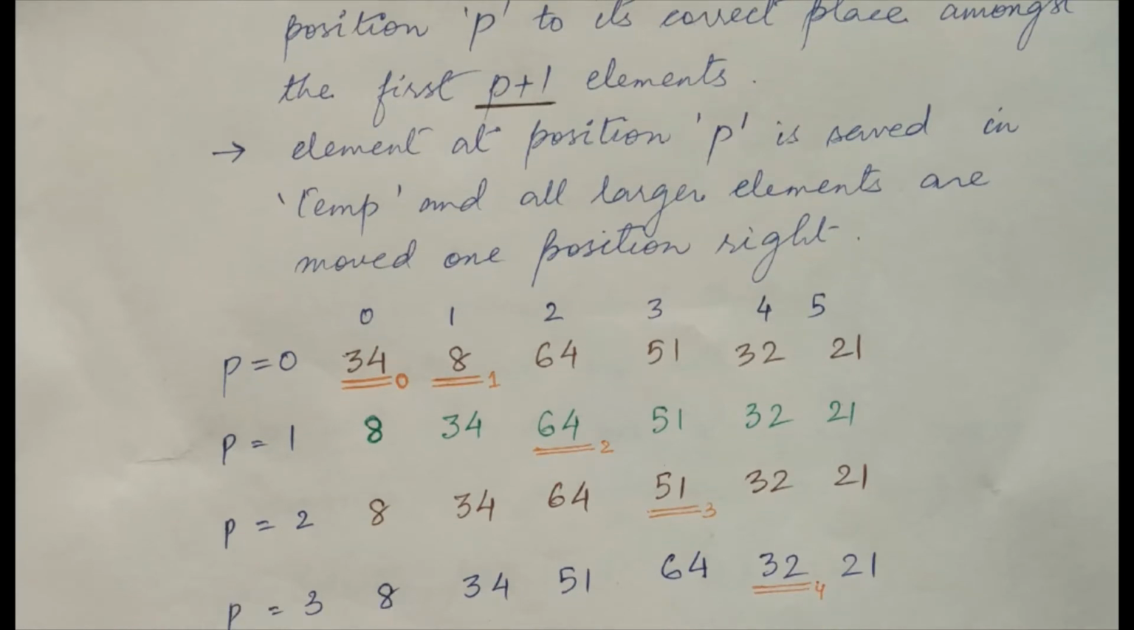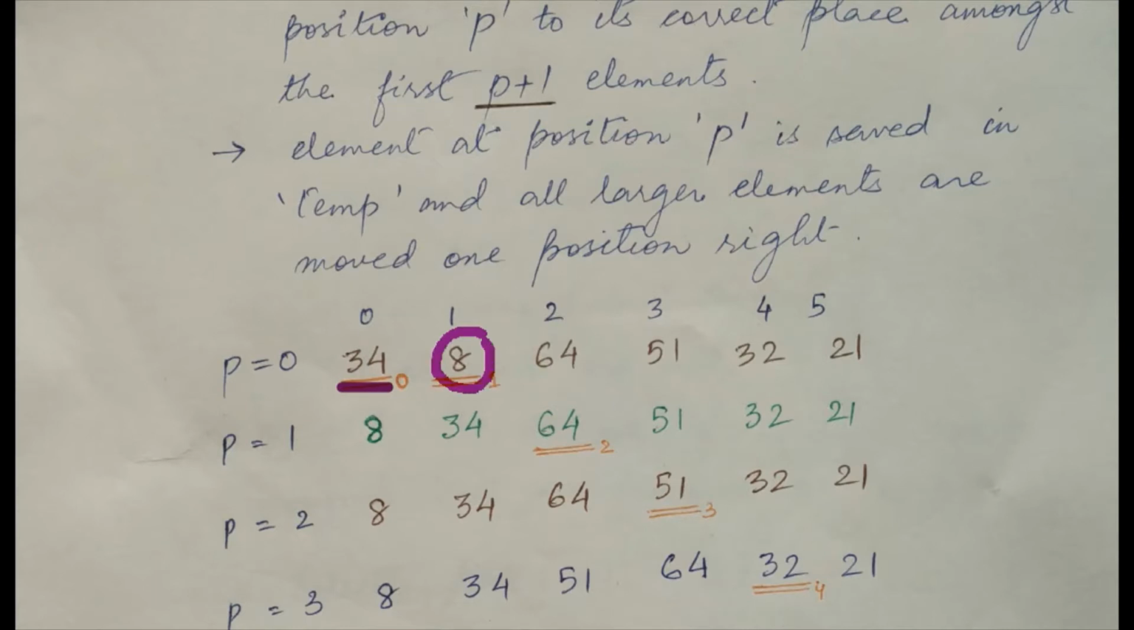In the first pass, which is pass 0, I have 34, with respect to your p plus 1 elements. How many elements? P plus 1. P is 0, so p plus 1 is 1. So there's only one element. 34 with respect to itself is sorted.